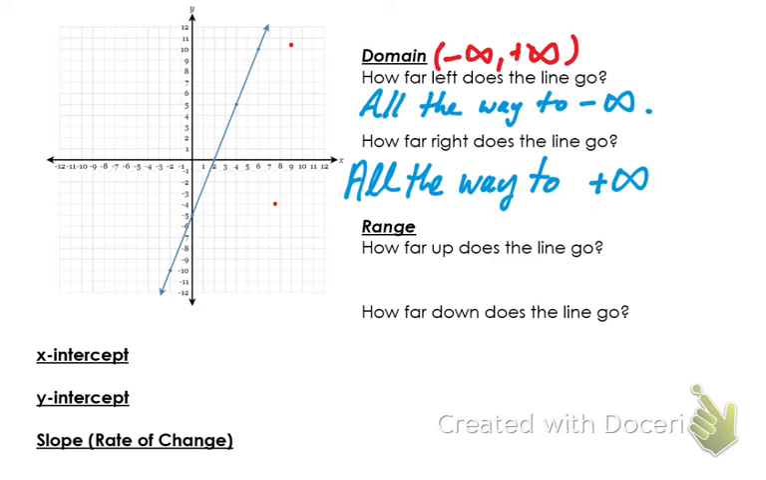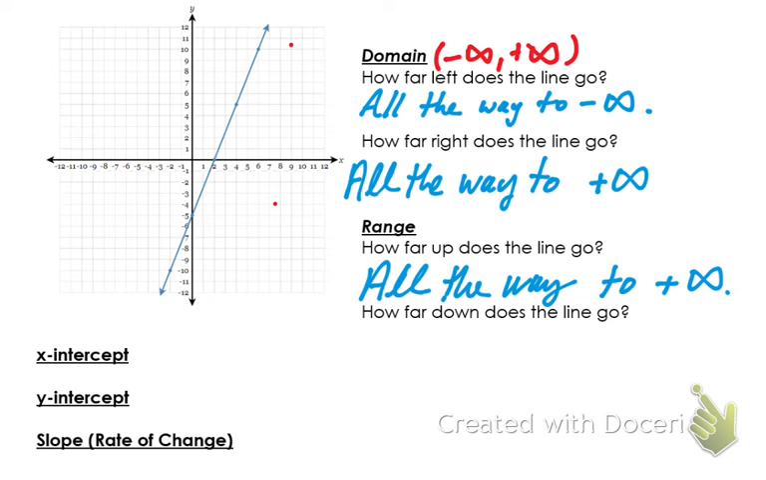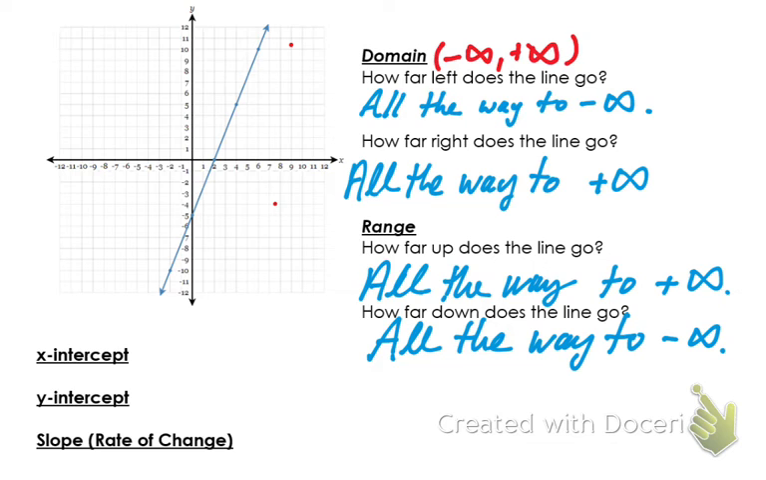Now, similarly, we want to look at the range, but remember the ranges are your y values that correspond with the x values. So we want to ask ourselves how far up the line goes. So if we look at the line, we notice that it's going up forever. So that means that we're going all the way to positive infinity. And then how far does the line go down? Well, we can also say that it's going down to negative infinity. So the range of this function, your linear function, would be from negative infinity to infinity.